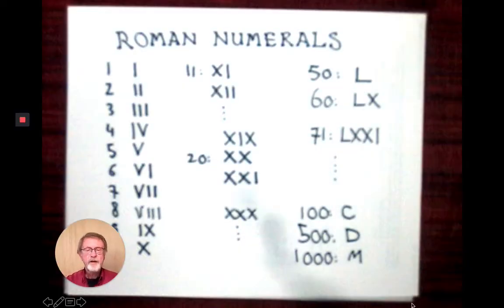But it is not very convenient. How do you write a million? How would you write 10 million? How do you do division? How do you do fractions? All that is very difficult to do with Roman numerals. So let's go back to Fibonacci.